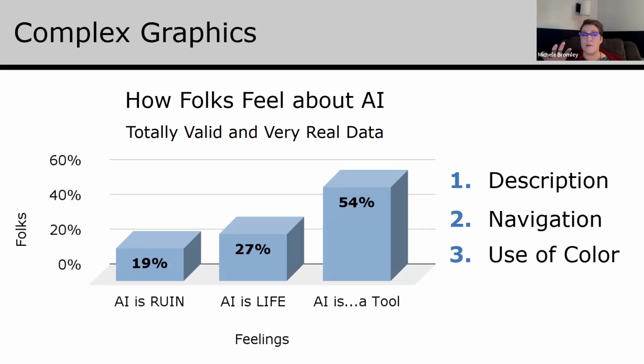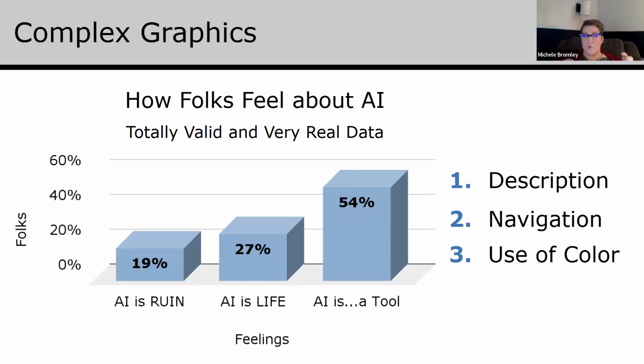I've included an original example here. How folks feel about artificial intelligence. Totally valid and very real data. Not very complex, to be sure, but sufficient to use as an example for our 3 areas of focus: description, navigation, and use of color. So let's talk about description first.